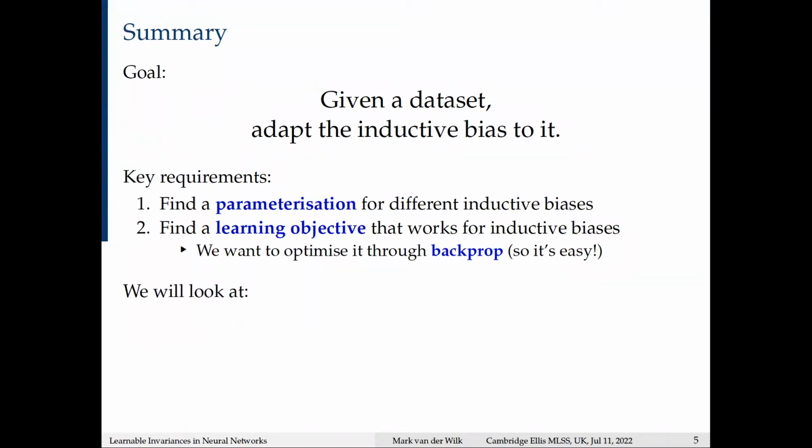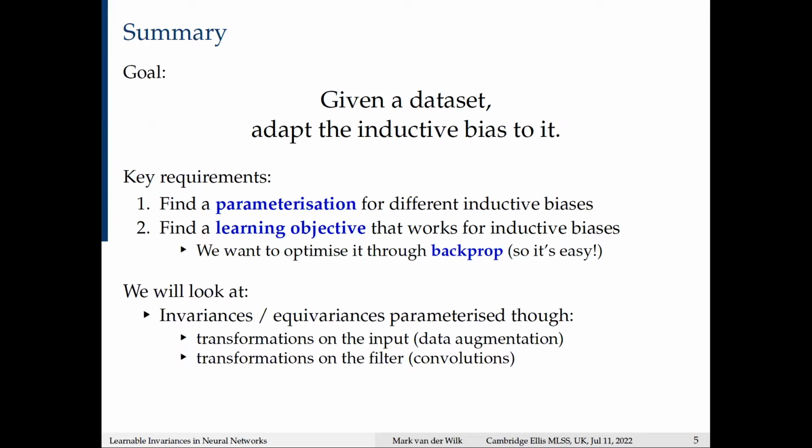So what we'll specifically look at are invariances and equivariances that are parameterized through transformations on the input. This is really similar to data augmentation, right? That also introduces a particular inductive bias to a machine learning method. And we're also going to look at invariances and equivariances where the transformations are applied on the filter, right? That's the kind of convolutional layer parameterization of an inductive bias. So those are the two ways that we're going to parameterize our inductive biases.